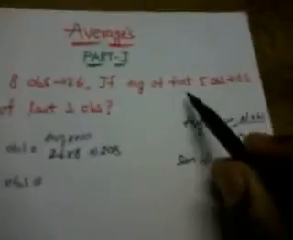In the same way, we know the first 5 observations, and we have to find the last 3 observations. So take the sum of the first 5 observations. The average of the first 5 observations is 18.2, so we take 18.2 into 5. The answer is 91.0.